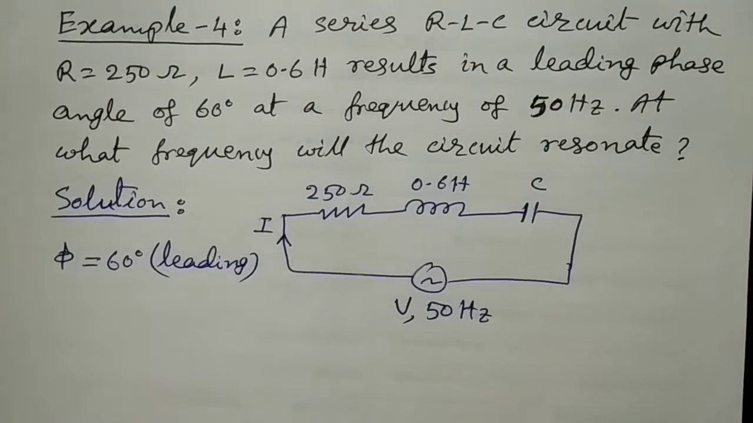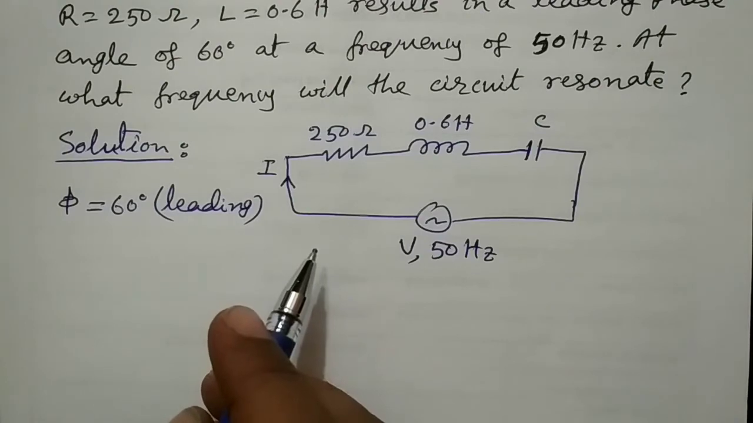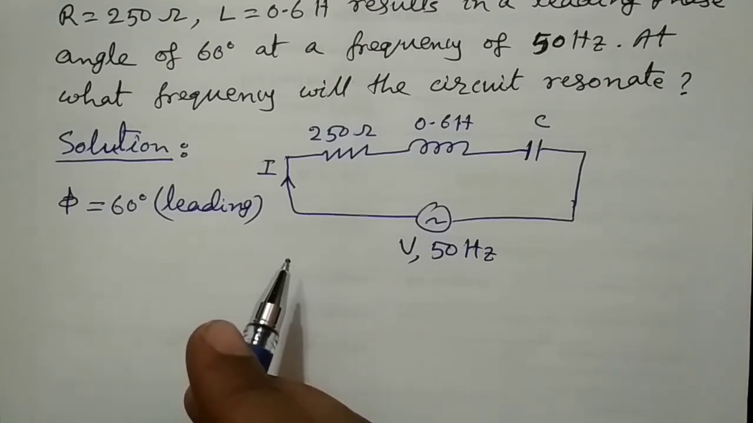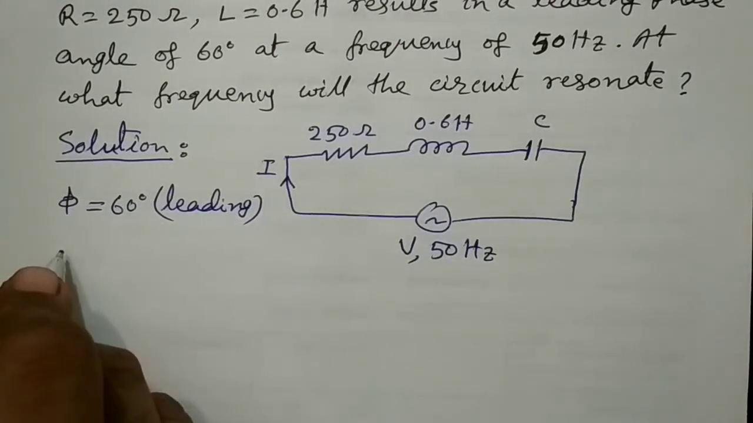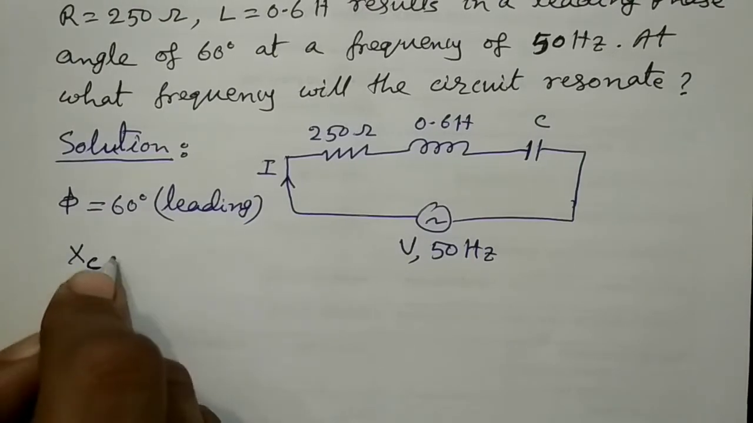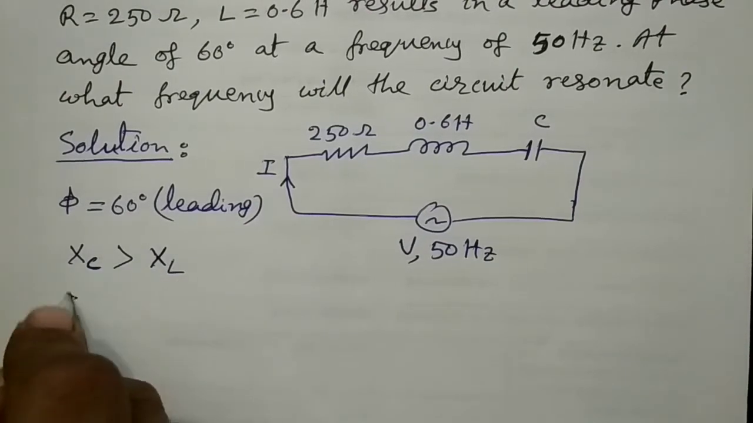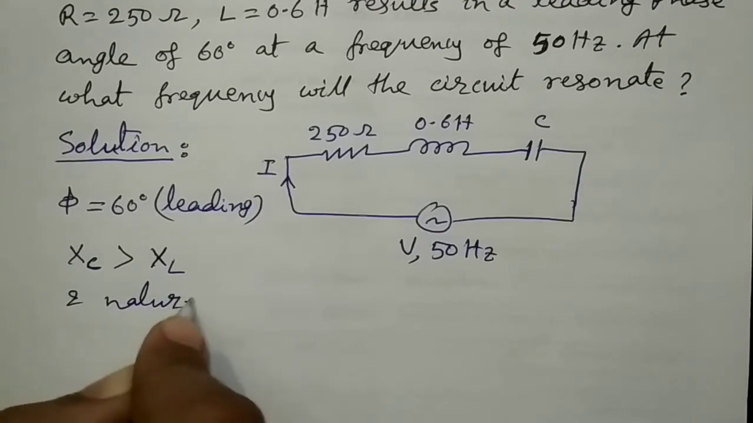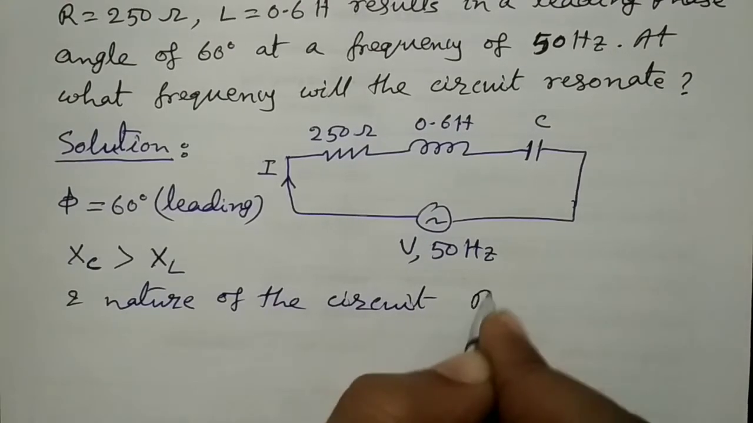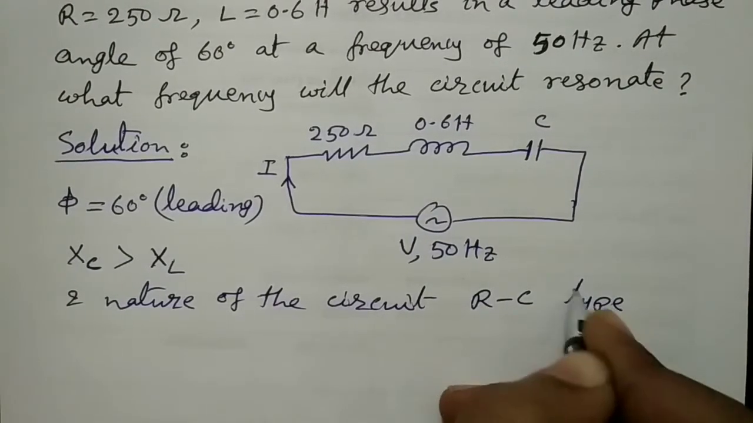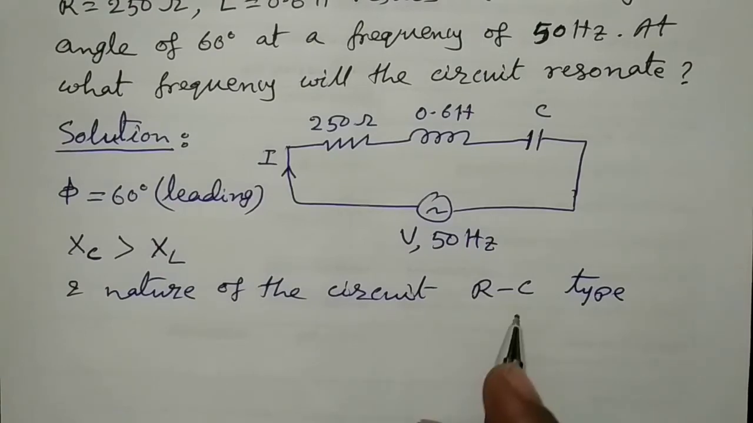So we know that the current will lead the voltage when the circuit is capacitive in nature. So in a series circuit, if the phase angle is 60 degree leading, that means the capacitive reactance of the circuit is greater than the inductive reactance of the circuit, and the nature of the circuit is resistive capacitive type. Although it is a RLC series circuit, here the XC will be greater than XL, so the nature of the circuit will be resistive capacitive type.